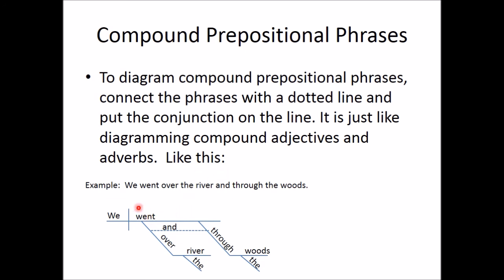So let's just review this. Subject, verb, preposition, object of the preposition, that's a noun doing the noun job, object of preposition, adjective describing "river." "Through," preposition, "woods," noun acting as object of the preposition, "the," adjective describing "woods." And coordinating conjunction, connecting two prepositional phrases.